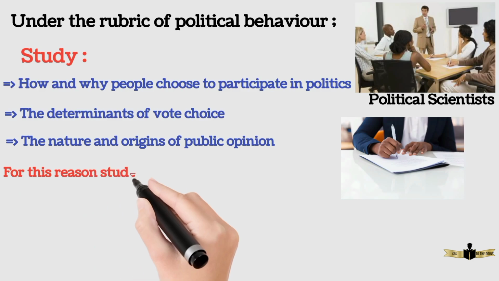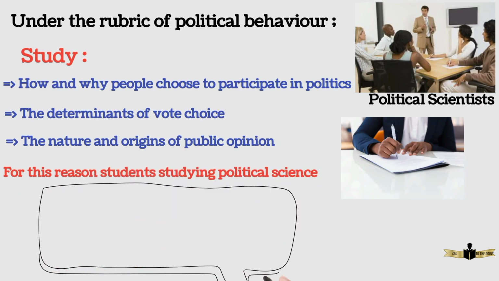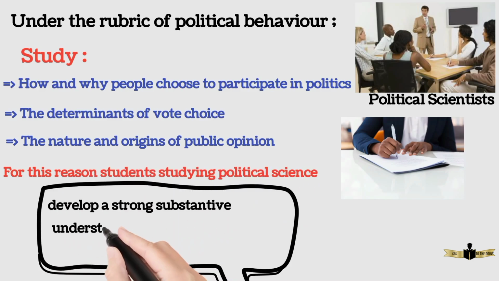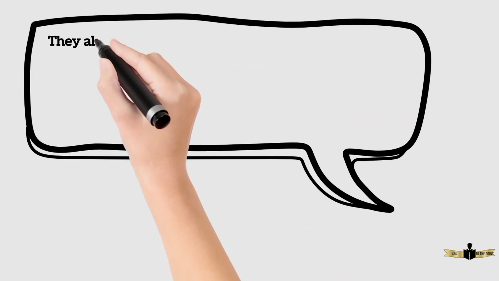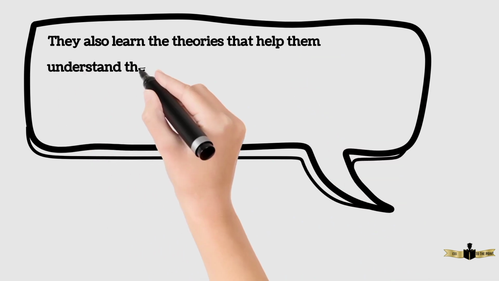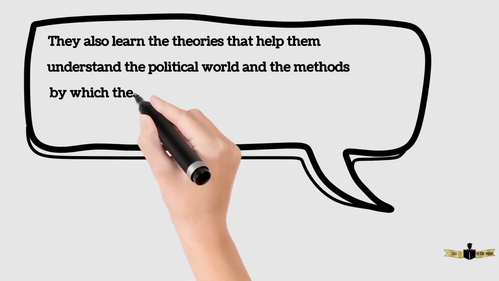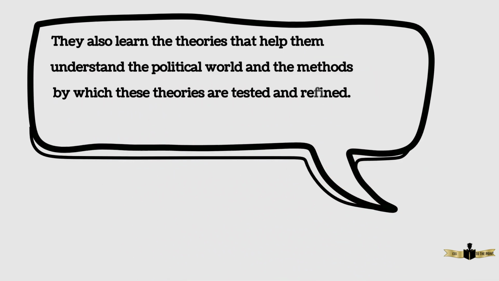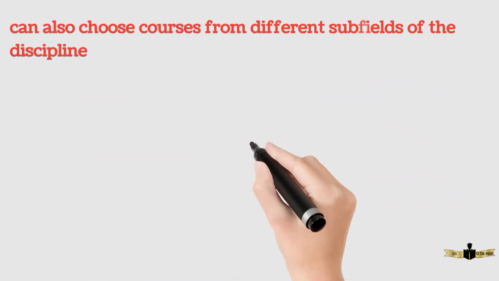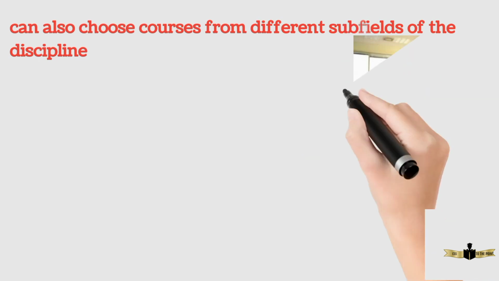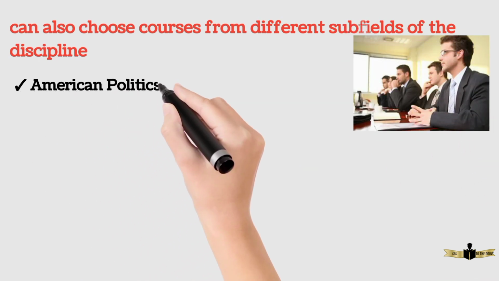For this reason, students studying political science develop a strong substantive understanding of both political institutions and behavior. They also learn the theories that help them understand the political world and the methods by which these theories are tested and refined.